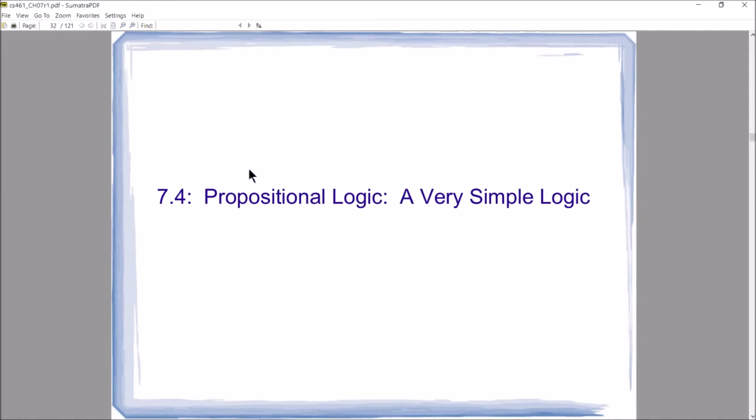I went through a very abstract example. It's probably hard to follow in the last video. So hopefully this will make things a bit clearer.